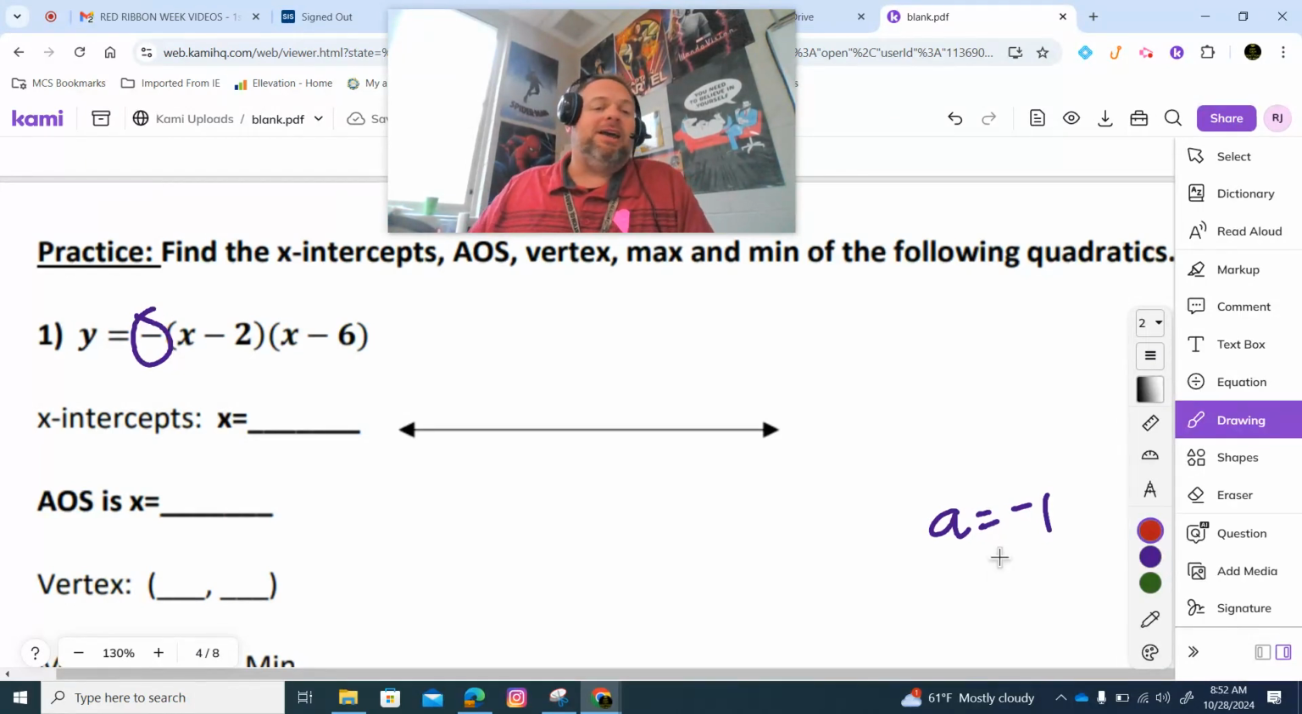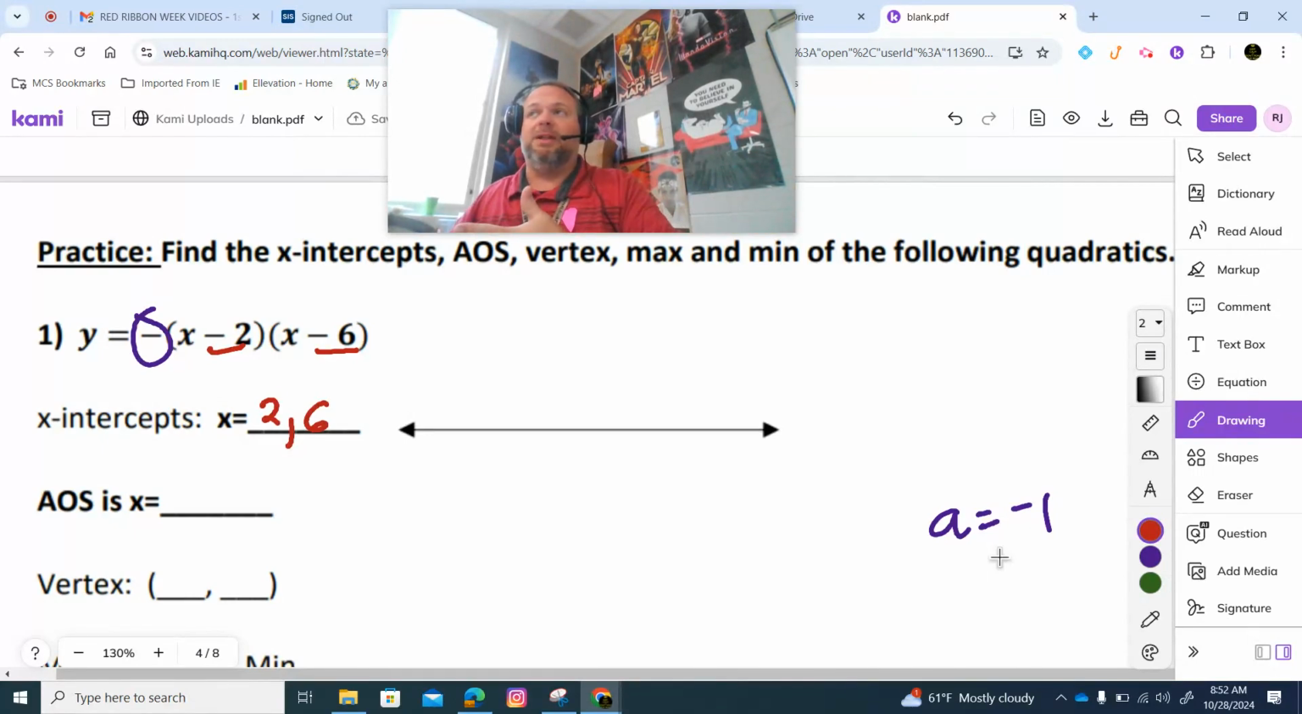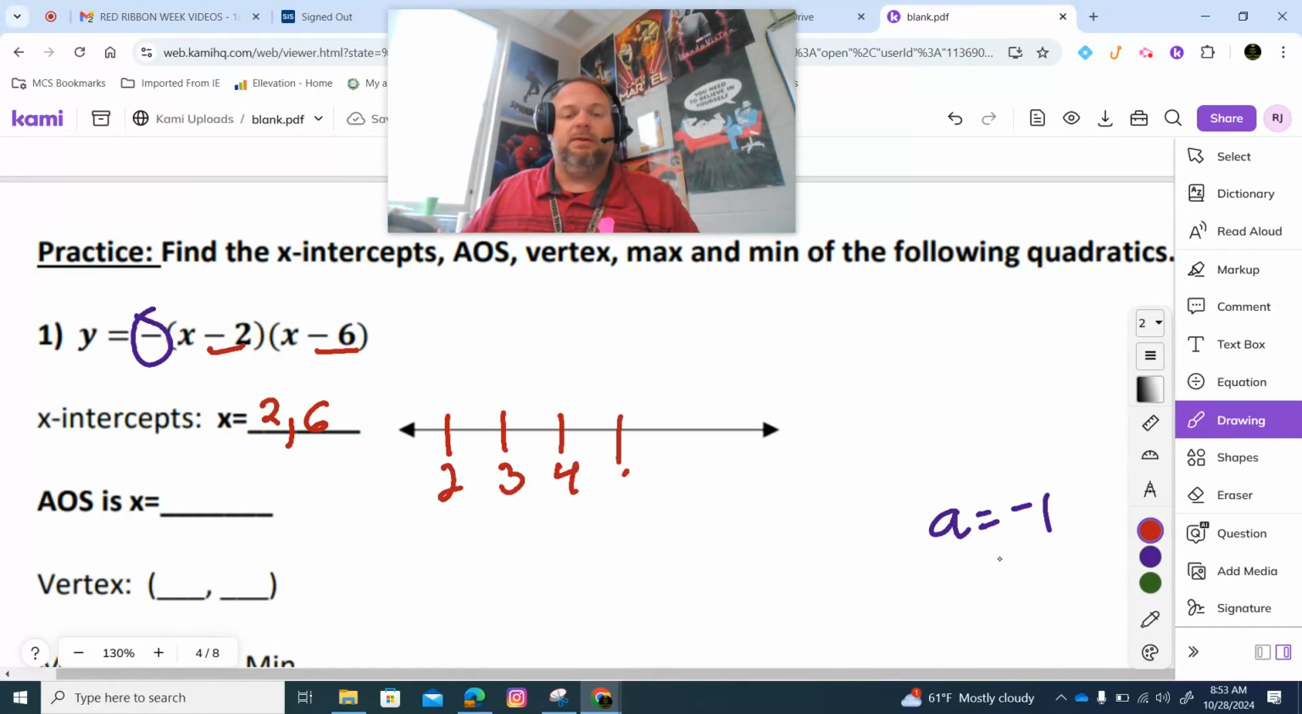All right, our x-intercepts, it's the opposite of these things. So what's the opposite of negative 2? Okay, what's the opposite of negative 6? Positive 6. Now, I've got our number line out here, so we could go ahead and put these out here. 2, 3, 4, 5, and 6.